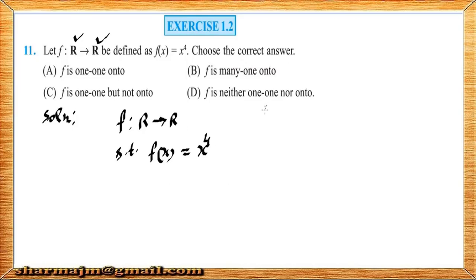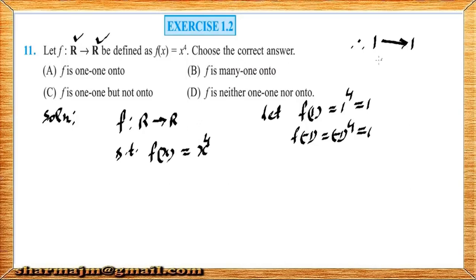So here let f of 1, that is equal to 1 raised to power 4, which is 1, and f of minus 1, that is minus 1 raised to power 4, that is again 1. So therefore 1 is having image as 1, minus 1 is also having the same image 1. So this function f is not 1-1.